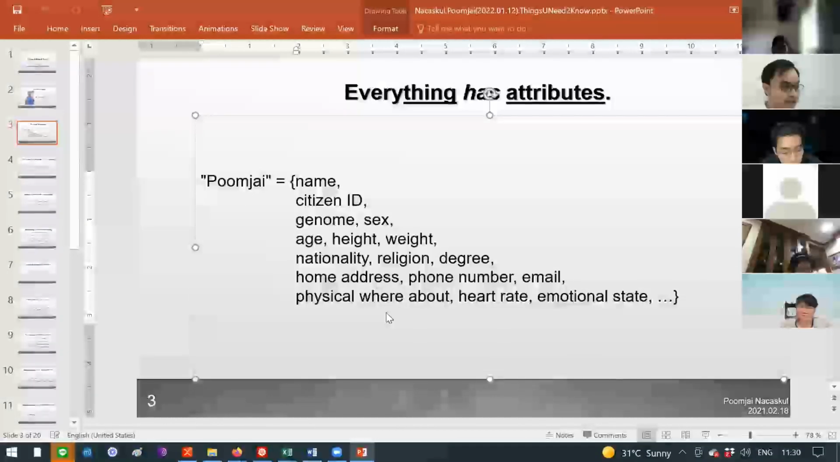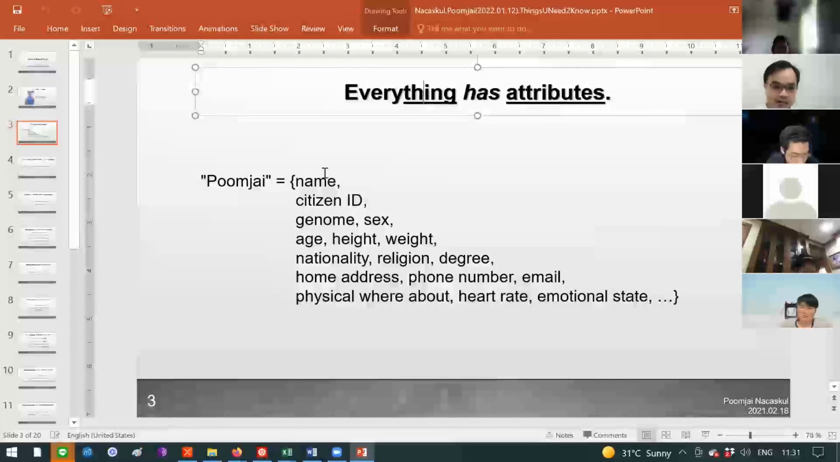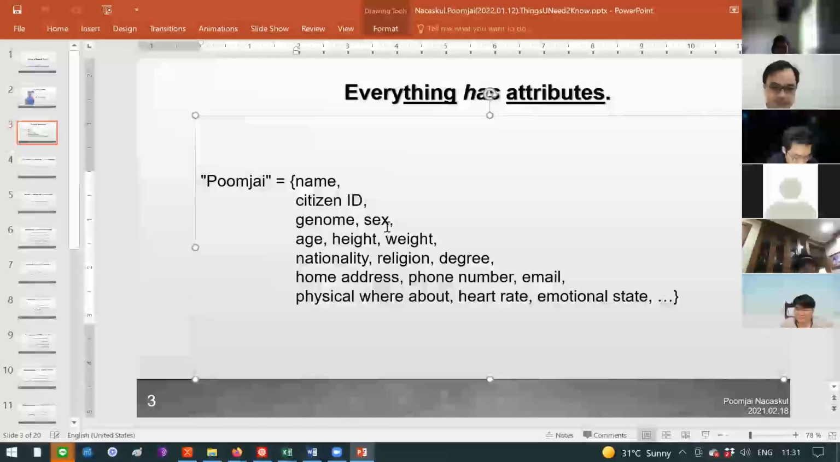Age changes deterministically. Height, not quite. Phone number is fixed, but can be changed. Physical whereabouts certainly changes all the time. So everything has attributes. These are called attributes.